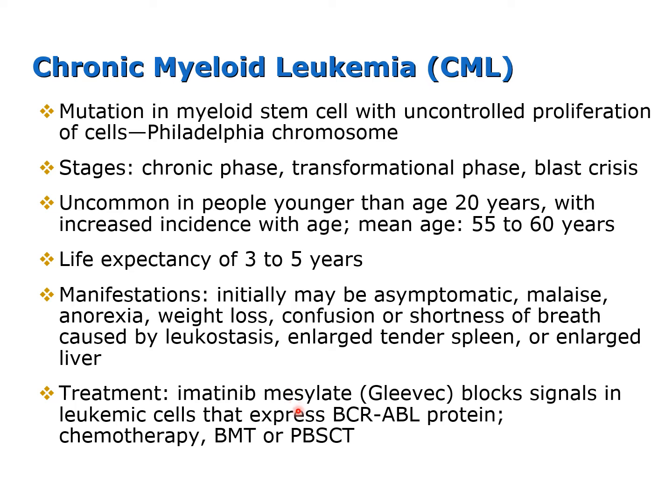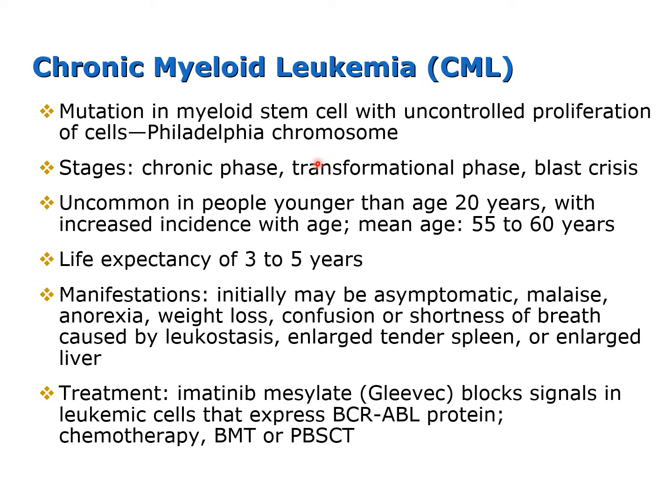So treatment, I don't want you to worry about the specific meds once again, unless they have made it on your blueprint. But you're noticing that things like chemotherapy, BMT or PBSCT are being mentioned again, even for this type of leukemia. So what was unique about this one? Mutation in myeloid stem cells with uncontrolled proliferation of cells, and we heard about this weird funky thing known as a Philadelphia chromosome.